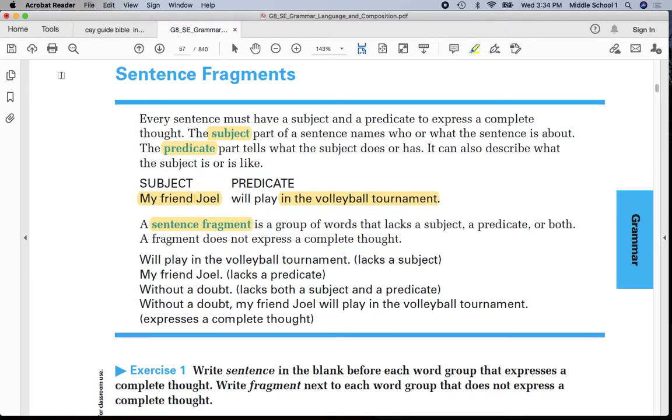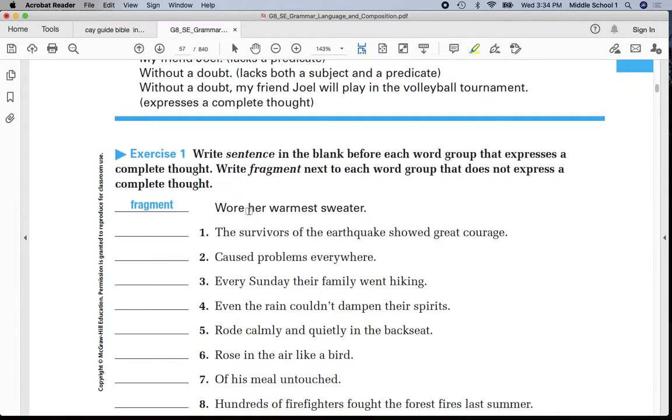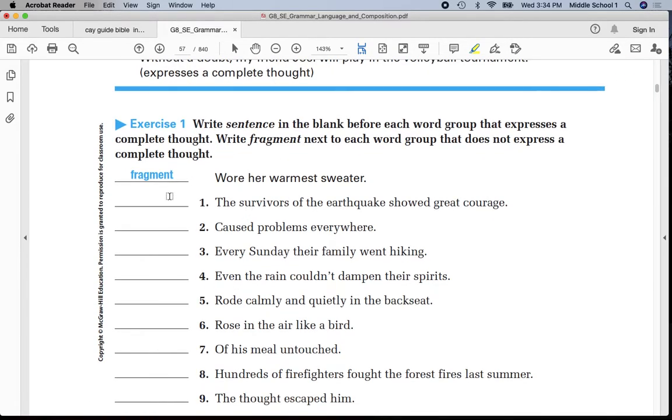So my objective on this page is to see, does my sentence contain a subject and does it contain a predicate? If it contains both, I call it a sentence. If it does not, I call it a fragment. So we can go down and we can fill these in quickly.